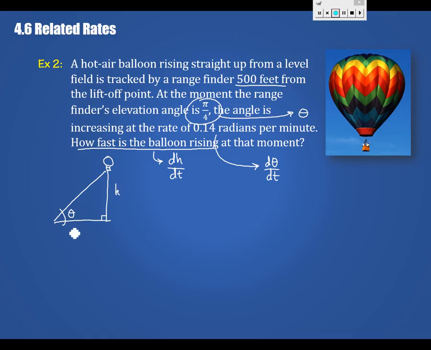The 500. So actually, we don't have to give it a variable name. It's not a variable, right? This is 500 feet. It will be. It always is. It is right now. Okay. Great. Can you give me something that relates the things we care about? Maybe something that relates theta and h and 500.